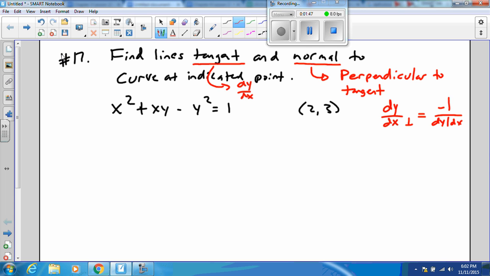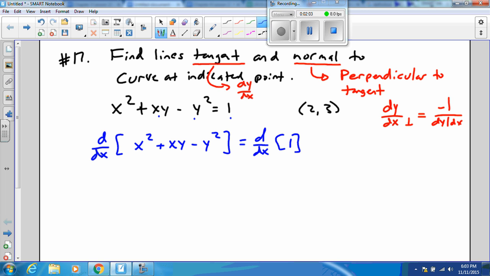equations of lines. As we saw in class today, because x squared plus xy minus y squared is always equal to 1, we can differentiate both sides of that relation. And when we differentiate both sides of that relation, on the right-hand side, we get 0. On the left-hand side, we go term at a time. So the derivative with respect to x of x squared is equal to 2x.